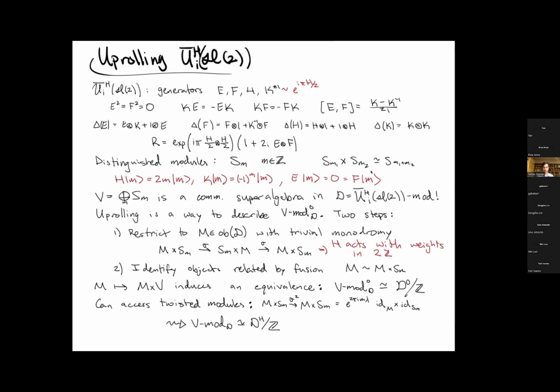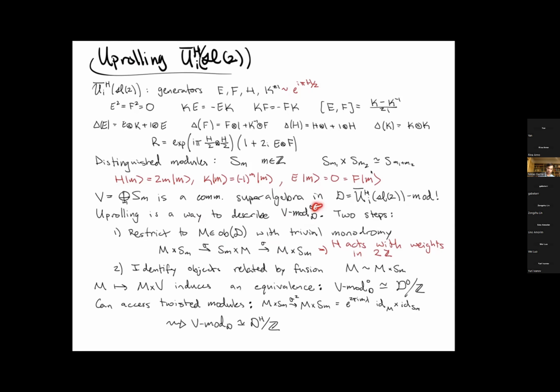One of the distinguishing features of these modules is that if I look at the infinite direct sum over all integers m, this is actually a commutative superalgebra object in the category of modules for this unrolled restricted quantum group. The super part of this comes from K. In some sense, K acts as my fermion number operator. So the odd ones are the odd part of my superalgebra, and the even ones are the even part.